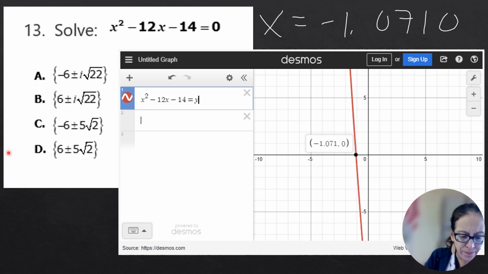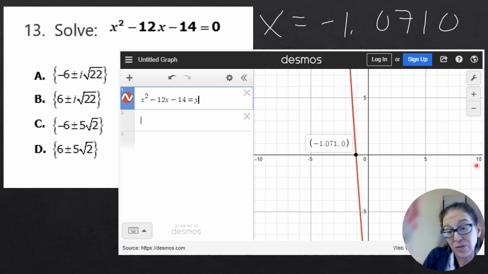Just for fun, I'm going to plug in the other version of that, negative 6 minus 5 root 2. And that gives me negative 13 something. So I don't like answer choice C. So looking at answer choice D, I'm going to plug in 6 plus 5 root 2. That gives me 13 something. Now that could be an answer choice. I can't tell. My graph is stopping at 10 and I can't zoom out.